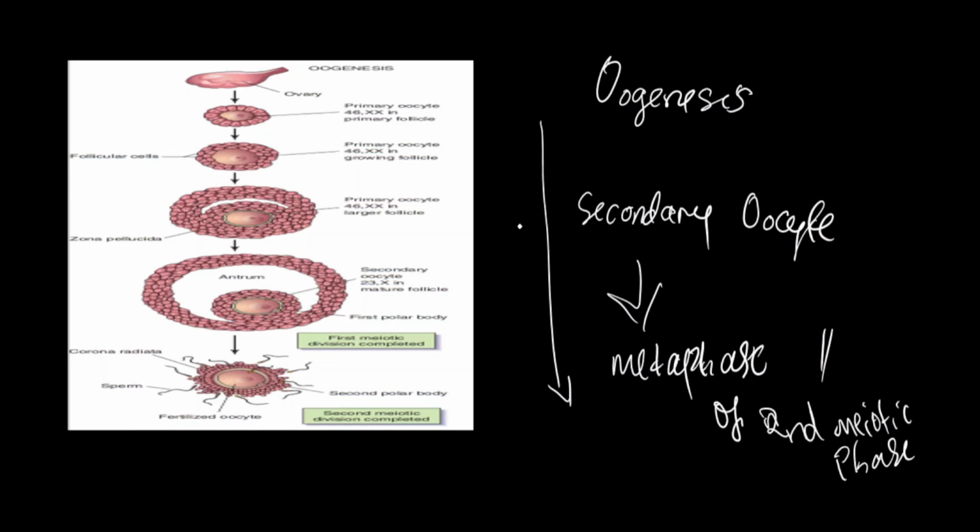Now it's important for us to take note of the fact that the ovum is not formed. In other words, the second meiotic division does not progress unless fertilization takes place. So if fertilization doesn't take place, the secondary oocyte degenerates at metaphase 2 of the second meiotic division. It doesn't proceed to the subsequent phases unless fertilization takes place.